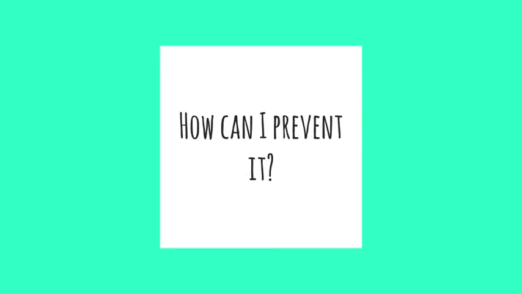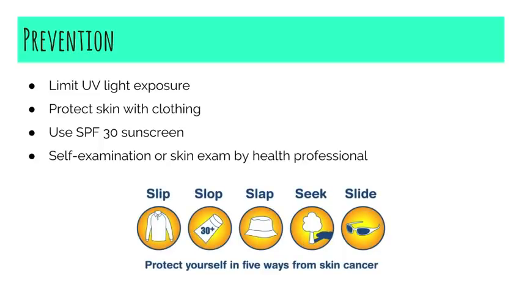How can I prevent it? You can prevent skin cancer by limiting UV light exposure, protecting your skin with clothing, using an SPF 30 sunscreen, and doing a self-examination or skin exam by a health professional. Slip on a shirt, slap on some sunscreen, slap on a hat, seek shade, and slide on your shades.